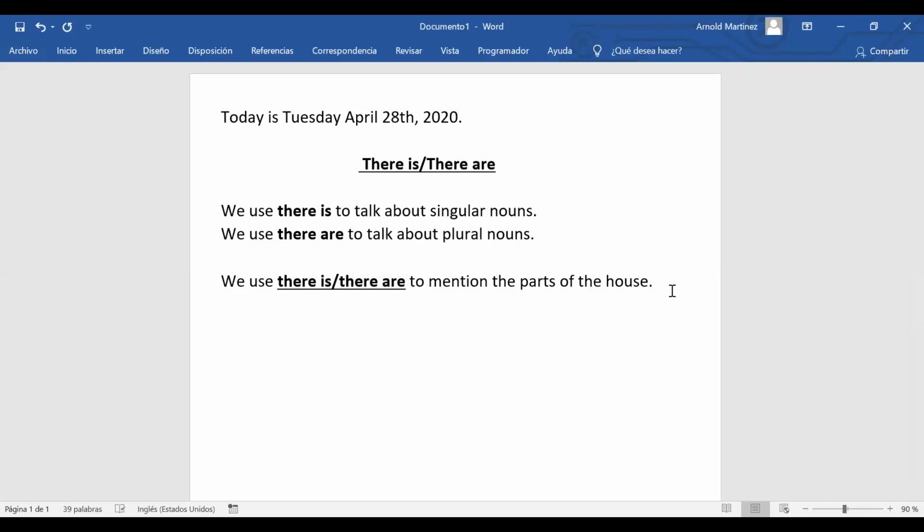There is a really important question. Pay attention to this question. What is there in the kitchen? This is my question for you to implement the use of there is, there are in a sentence. For example, mention please the objects of the kitchen again.